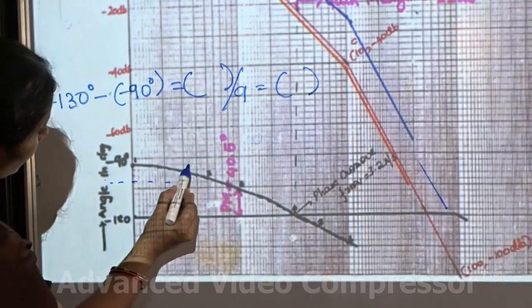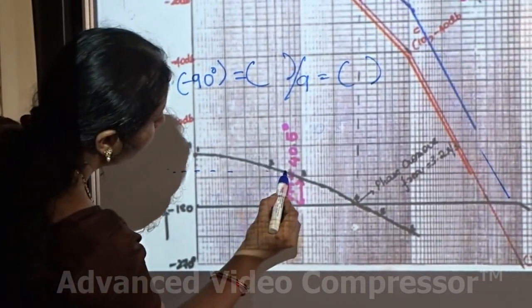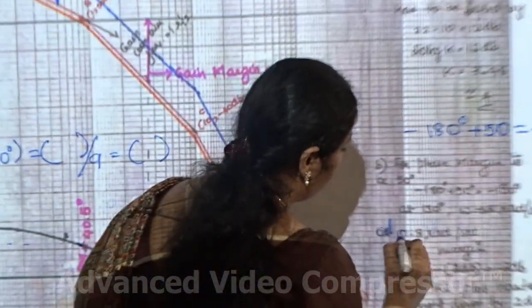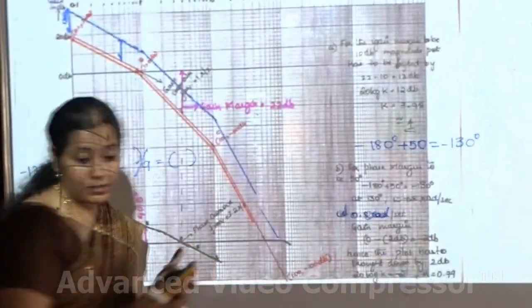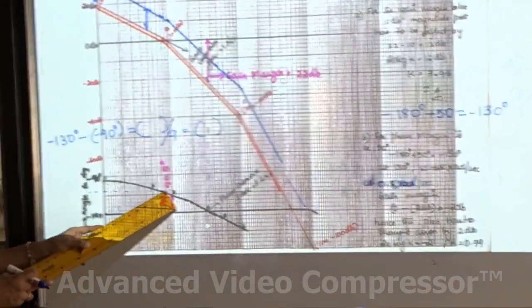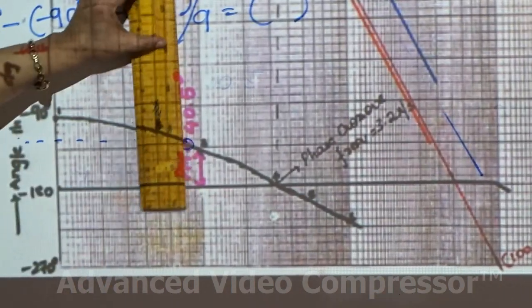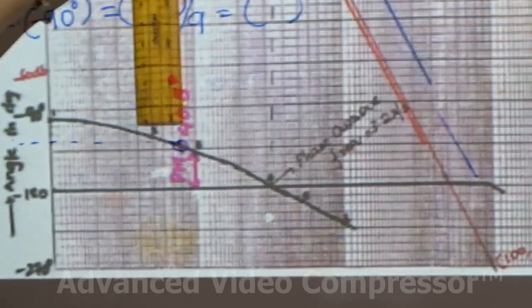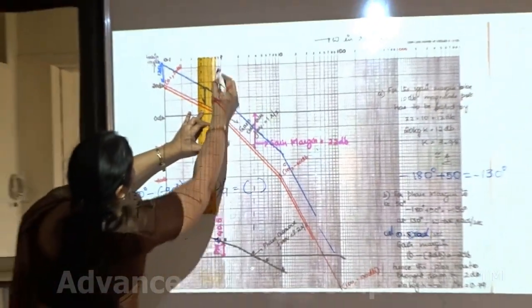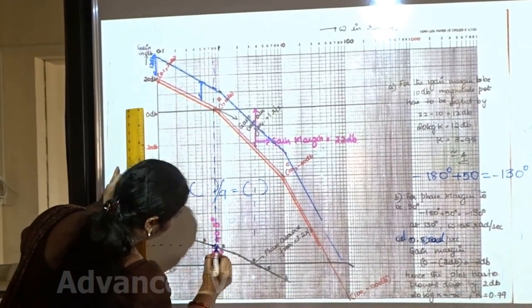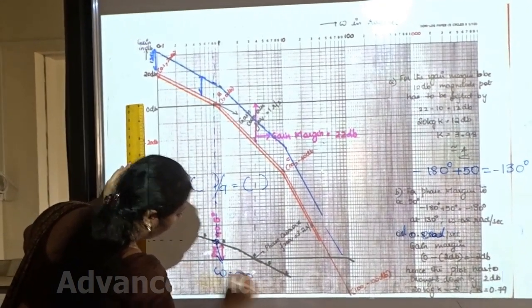See, 1, 2, 3, 4. When I come somewhere here, I need it here. It is around this point, which is nothing but 0.8. We get it at 0.8 radians. That is what we are trying to find. This minus 130 on the graph is somewhere here, at this point. What is the frequency at this point? You match here. If I draw a dotted line and see, at this point the frequency omega value is 0.8 radians.